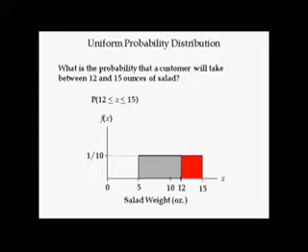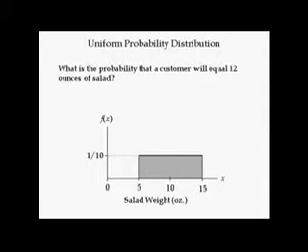There, the red rectangle is equal to its height times its width. Since the width of the red rectangle is 15 minus 12, or 3, we multiply the distribution's height of 1/10 by 3. Hence, the probability that a customer will take between 12 and 15 ounces of salad is 0.3.